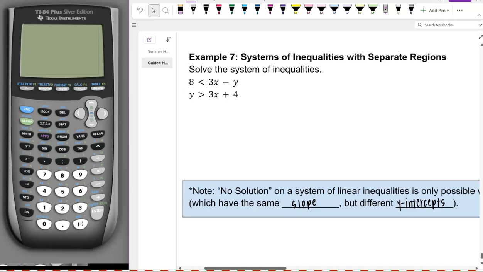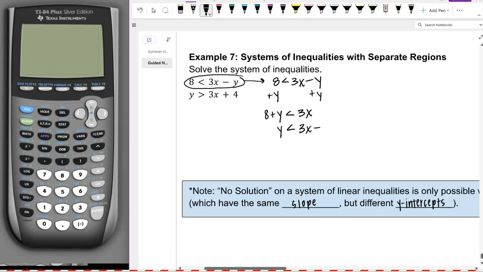Finally, we will get our last example for chapter 0. This is a system of inequalities with separate regions. This one is a little weird because it's not in slope-intercept form. So before we can graph these, we need to put 8 is less than 3x minus y into slope-intercept form. That's y equals mx plus b, except it's going to have an inequality, don't forget. So it's going to have 8 plus y is less than 3x, and then subtract the 8 on both sides. 3x minus 8 is our expression here.